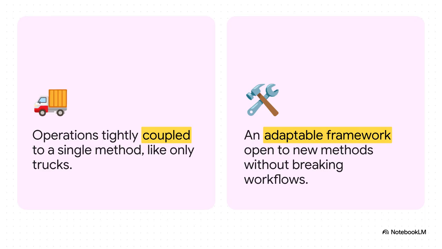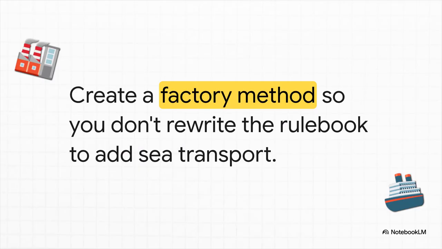Imagine your entire operation is tightly coupled to just one way of doing things, like a logistics network that only knows how to handle trucks. That is highly inefficient. Instead, we want the pattern way. This is an adaptable framework that is totally open to new methods, like adding cargo ships, without breaking your existing workflows. It's the difference between having to literally rewrite your entire company rulebook versus just smoothly slotting in a new specialized department. Let's play this out.